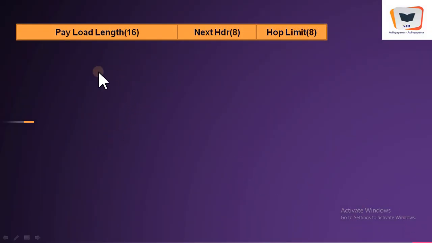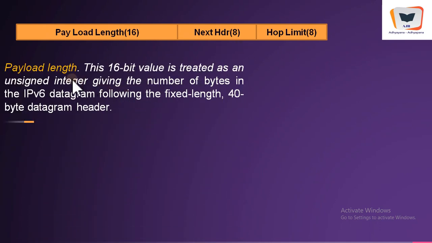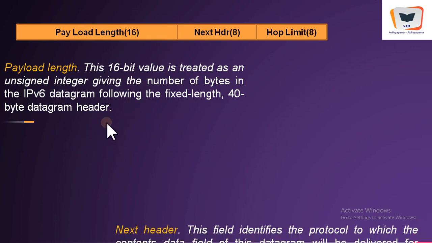Payload length is the next field, which is 16 bits. This indicates the length of the transportation layer segment. This 16-bit value is treated as an unsigned integer, giving the number of bytes in the IPv6 datagram following the fixed length 40-byte datagram header.